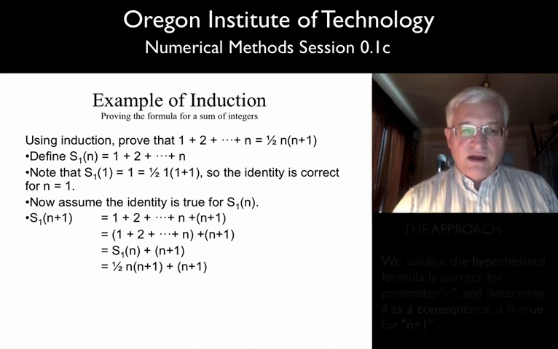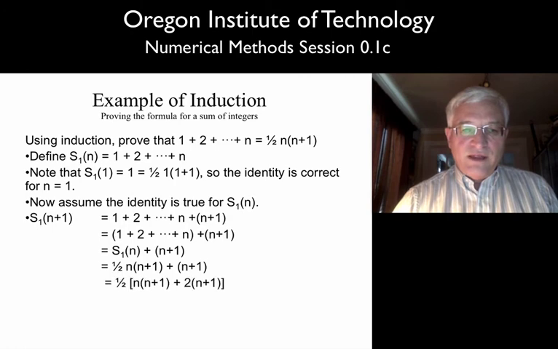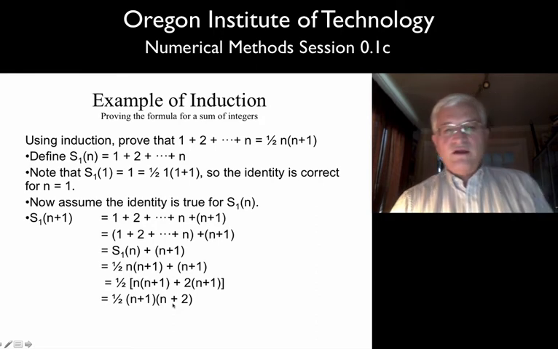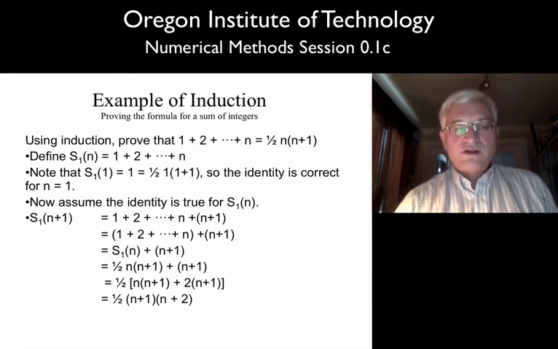We get this particular expression. We can factor out n plus 1, and we end up with n plus 1 times n plus 2 divided by 2. Look at the form of that. It is the same form that we had for s sub 1 of n. We have just replaced the role of n with n plus 1. So you put an n plus 1 here on the left, put an n plus 1 here, and put an n plus 1 here, and you will get 1/2 times n plus 1 times n plus 2. So we've proven the formula works for n plus 1 if it works for n.